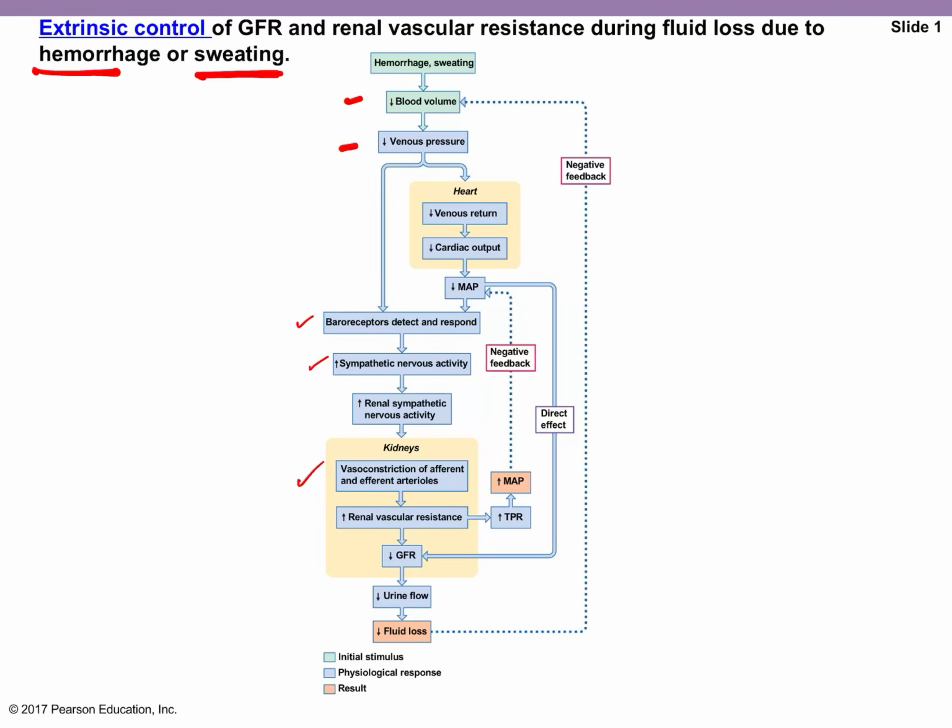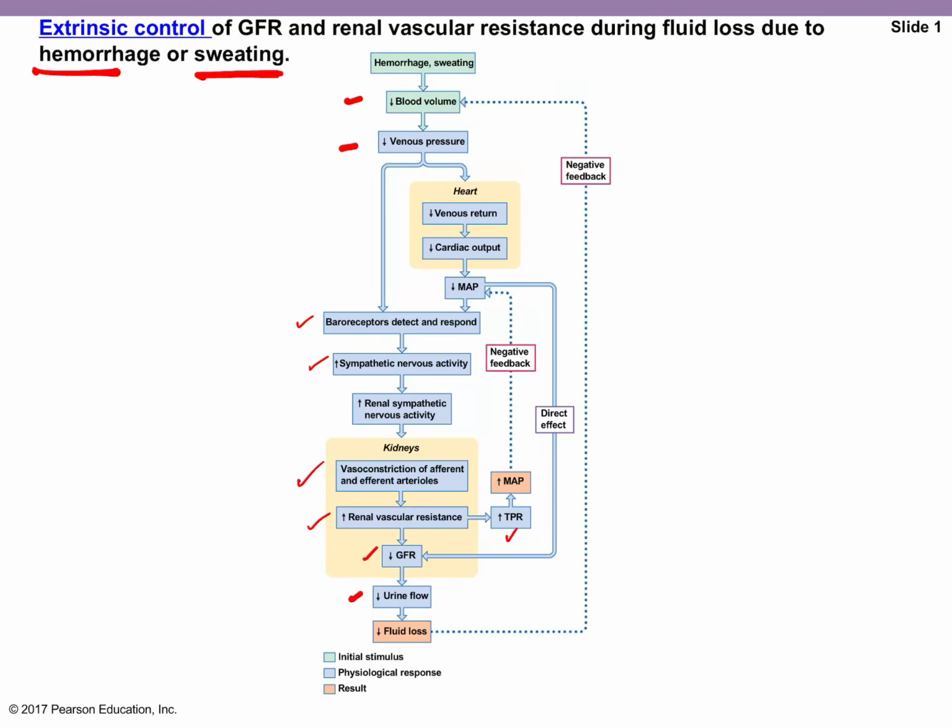Your sympathetic nervous system responds. In the kidney, what does the sympathetic nervous system do? The same thing as it does systemically, it vasoconstricts. So it's going to constrict the afferent and efferent arterioles, and it's going to increase the resistance. Okay, so it's going to increase total peripheral resistance. And when you have an increase in resistance, it's going to make that blood move slower through the glomerulus, so you can have a decreased glomerular filtration rate.